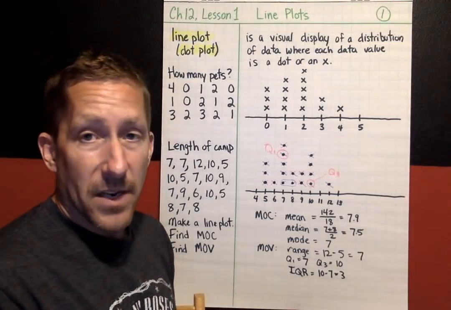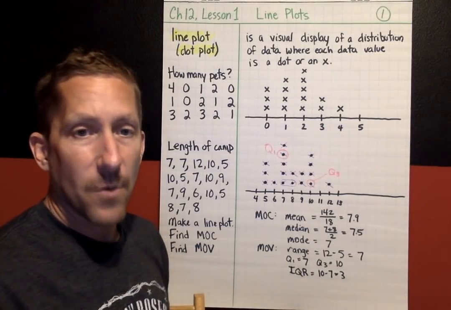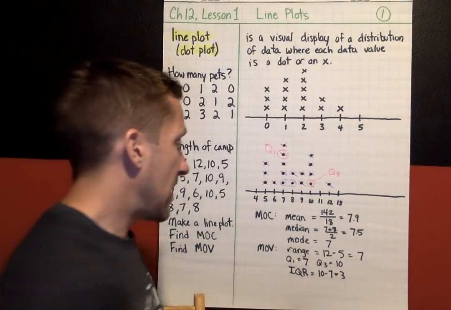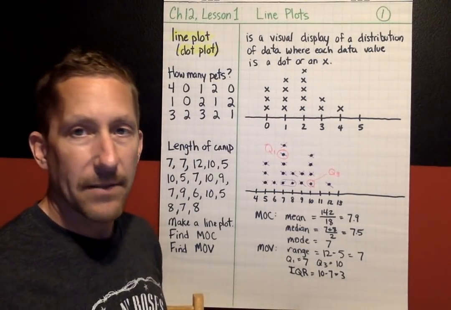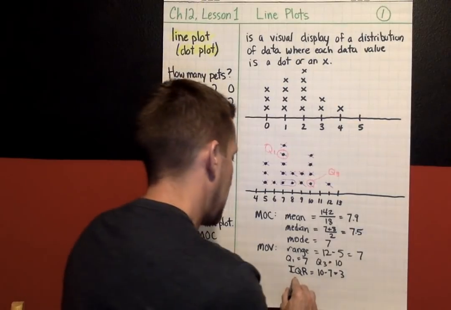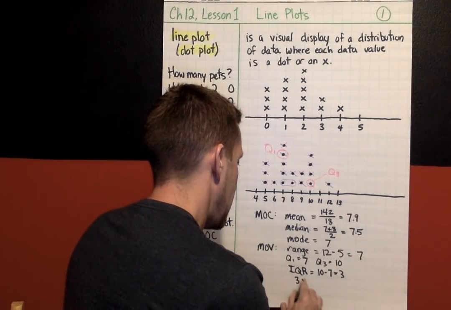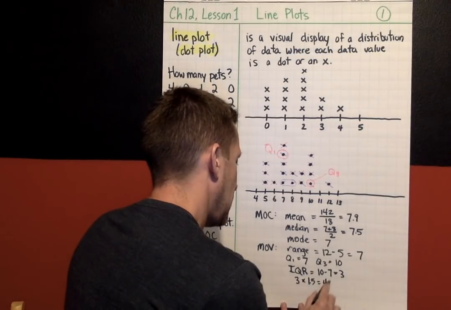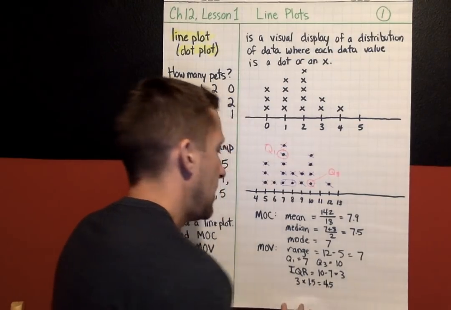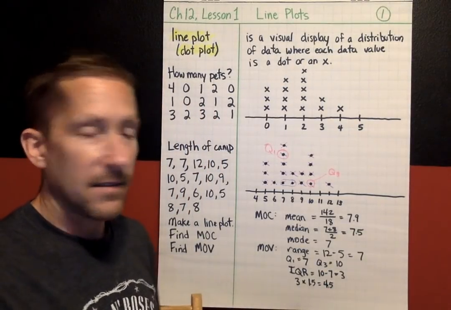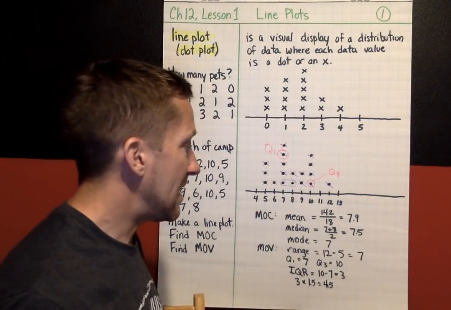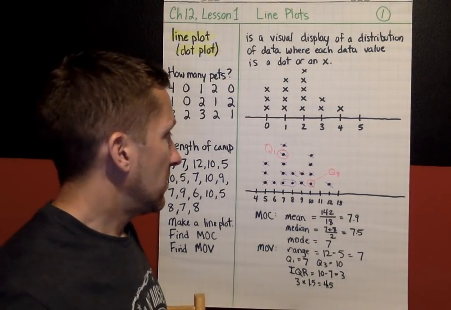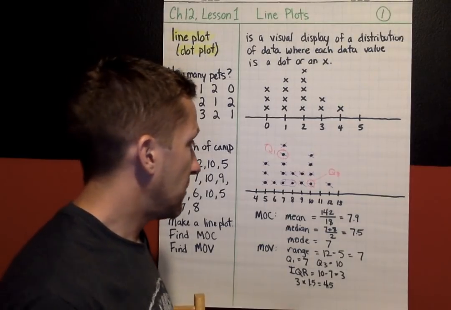Last thing I'm going to do is use that interquartile range to check for outliers. Remember, once you find the interquartile range, you multiply it by 1.5. It's always a time and a half. 3 times 1.5 is 4.5. That is the number I'm checking to see, do I have outliers beyond 4.5 from each quartile?